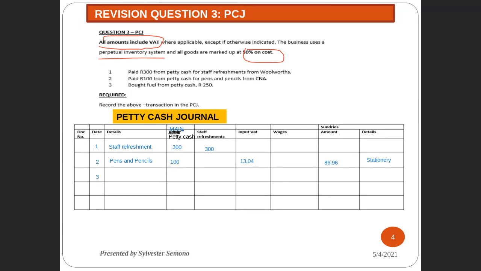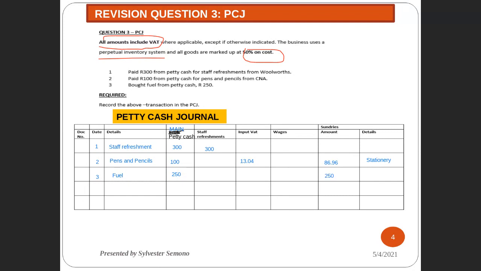Okay, let's do the third one. Tell me about the fourth one, the third one. How will I record? Thank you so much for that. Perfect, Laken. I appreciate that. And where else must we record? 250. Thank you so much for that, Asavela. 250. And then where else? Sundry, 250. Perfect.